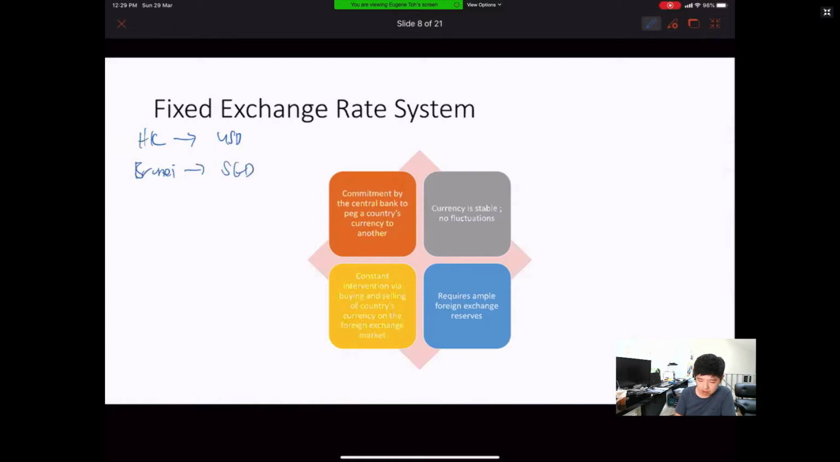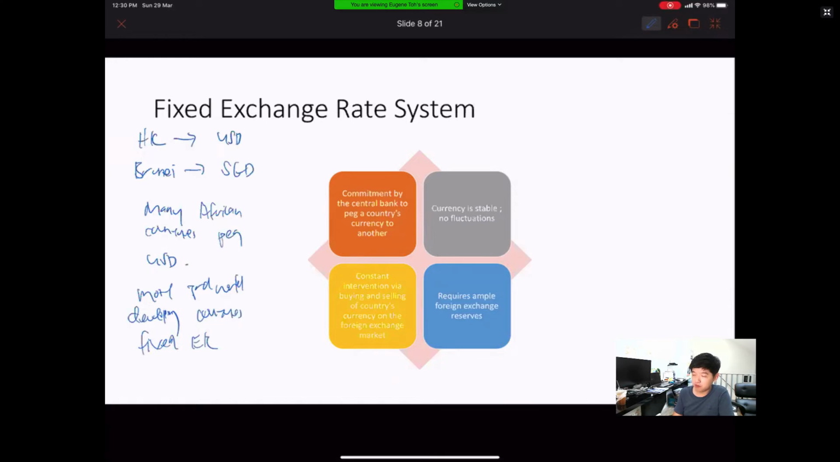Many African countries peg their currency to the US dollar. Most third world developing countries actually use a fixed exchange rate system. China used to use a fixed exchange rate system. It doesn't now. It uses a managed float now, but it used to use a fixed exchange rate system.